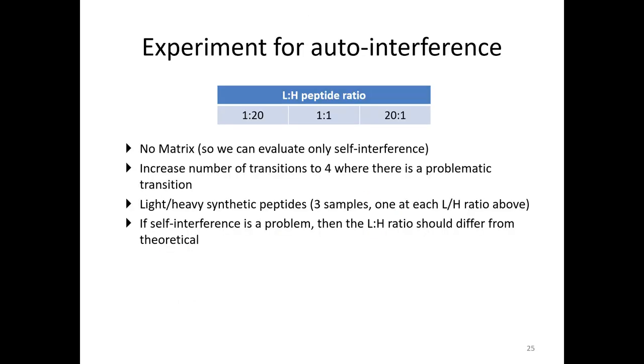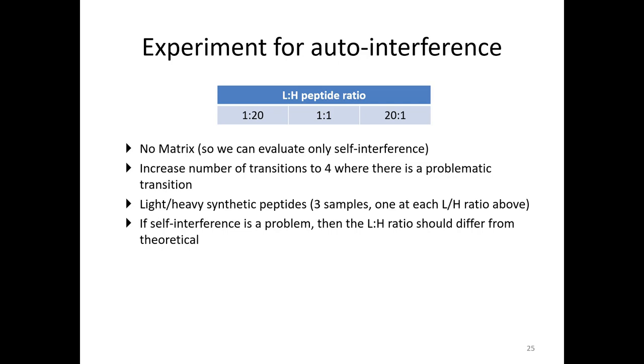So we designed an experiment to measure what the actual contribution from each of these overlapping ions was. First, we would look at light and heavy with no matrix to see if there are any interferences, because then the interferences would be coming from themselves and not the sample matrix. And then increase the number of transitions to at least 4, because if one of the product ions is being interfered with by another one in that peptide, we'll have to get rid of it.